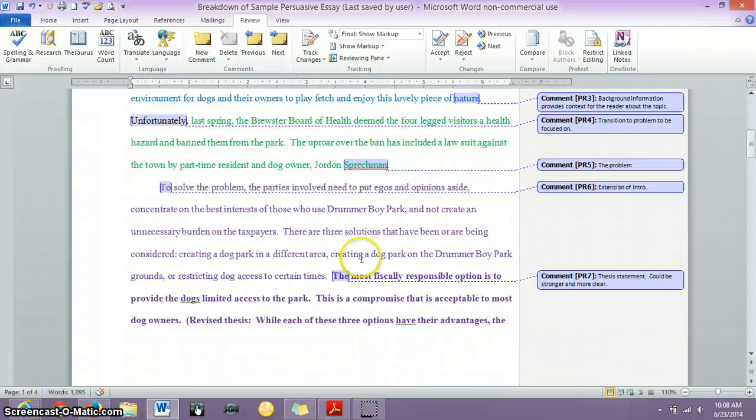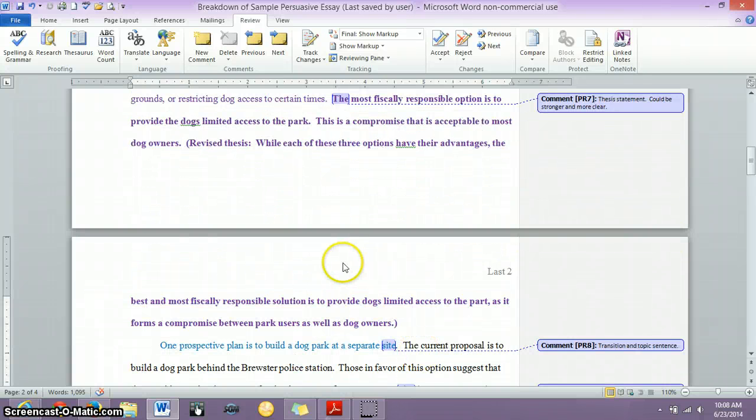Okay? Then in the second introductory paragraph, it discusses the solutions. And then toward the end, it's got the thesis statement. So this is the student's thesis statement. The most fiscally responsible option is to provide the dogs limited access to the park. This is a compromise that is acceptable to most dog owners. Okay, this is a 2-sentence thesis statement. It's okay. I think it could be better, but at least it's there and in place.